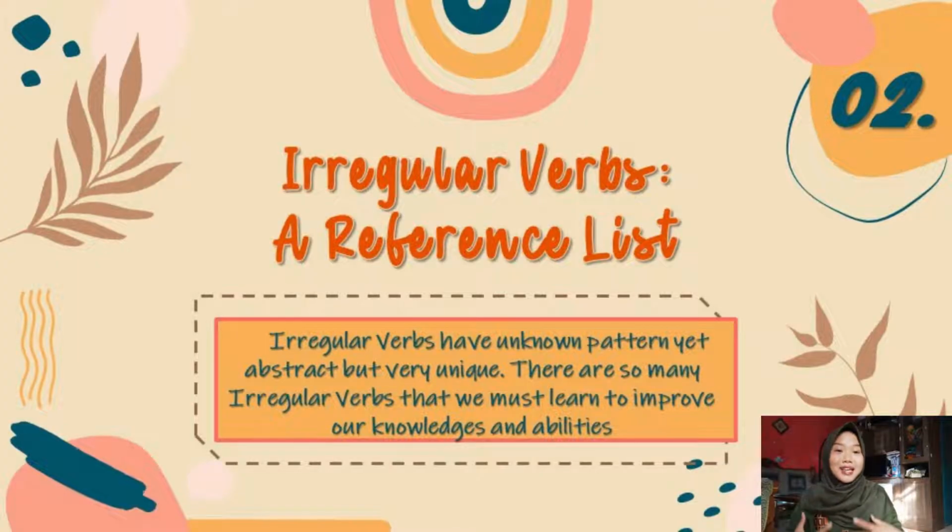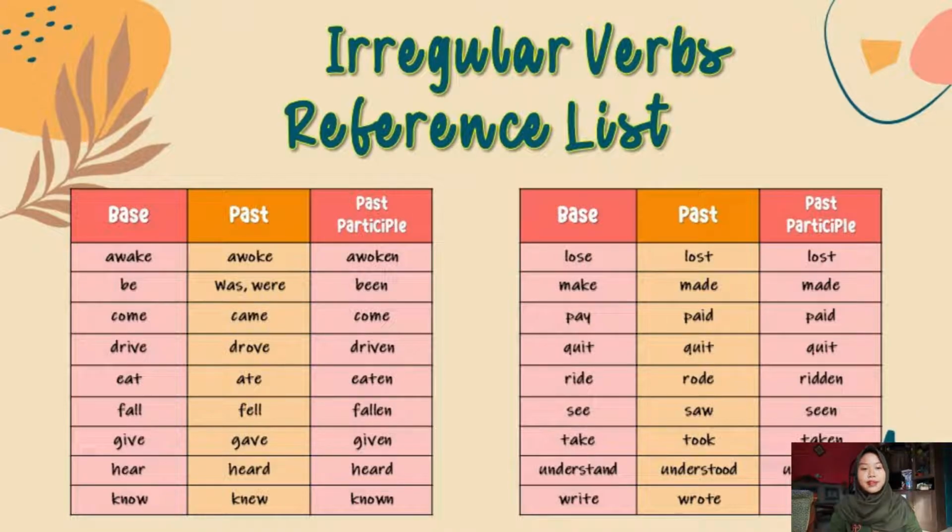We move on to our second topic, irregular verbs, a reference list. Irregular verbs have an unknown pattern, abstract but very unique. There are so many irregular verbs that we should learn to improve our knowledge and also our abilities. Here I show you some irregular verbs. I will pronounce them to you.